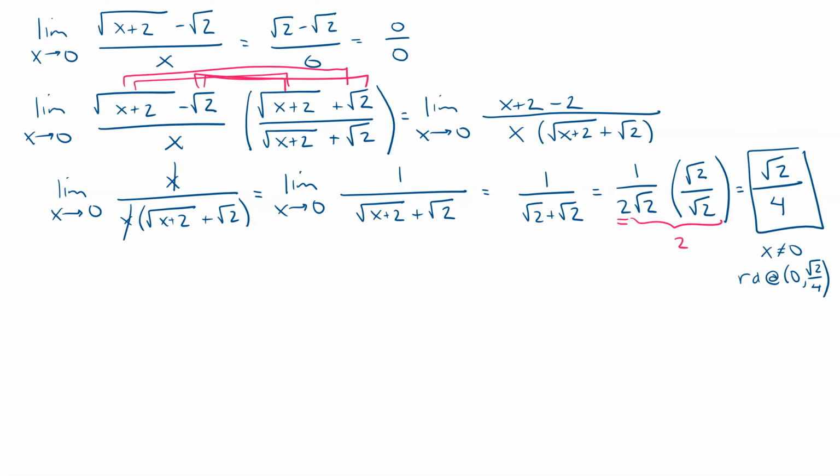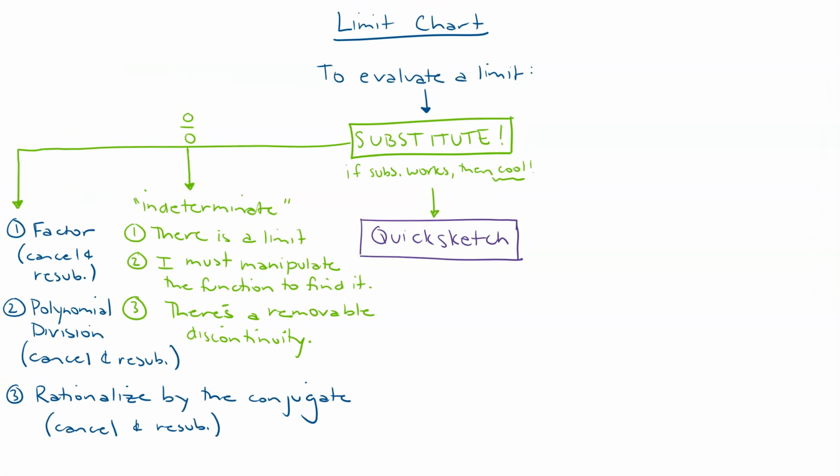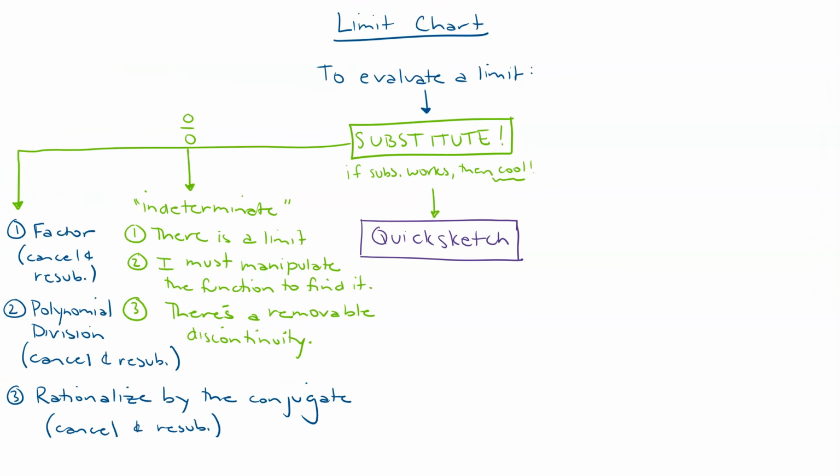It's important to realize when looking at the limit chart that these options on the far left are just options. They're not steps. You don't always have to factor first, then do polynomial division, then rationalize by the conjugate. Clearly, not every problem is going to have every one of those steps. They're options, and they can happen in any order in any problem. This is the way I like to think through them, but they won't always be applied in this order. Take a look at this problem.